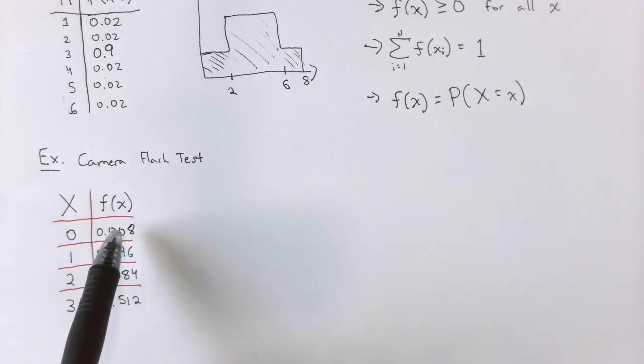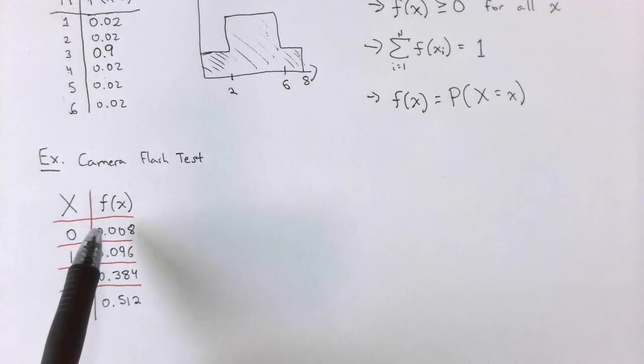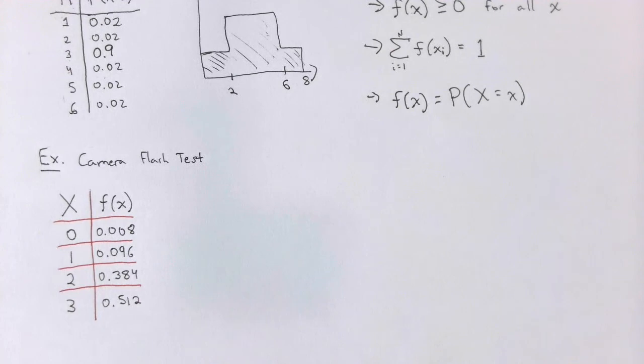So if we look at our data, what's this data telling us? The probability that the camera passed 0 tests was 0.008. The probability that my flash passed 1 test was 0.096. The probability that my camera passed 2 tests is 0.384. And the probability that the camera passed 3 tests is 0.512. So Samuel, I'd say you're right. We're looking at the probability that my camera only passes 2 tests, and that's 0.384. There's an error in the notes, so I'll fix that and update the notes shortly.